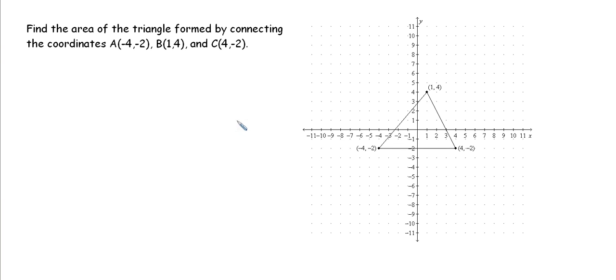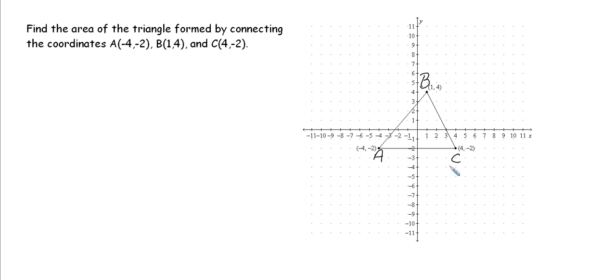All right, so we're going to use the distance formula to find the area of triangles and rectangles on the coordinate plane. For this example, we're going to find the area of the triangle formed by connecting the coordinates A (-4, -2), B (1, 4), and C (4, -2).